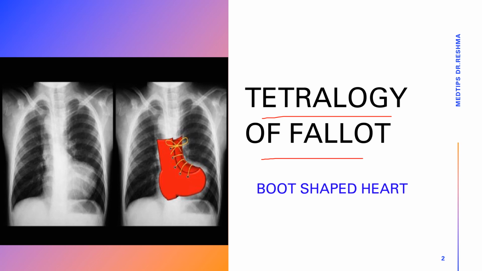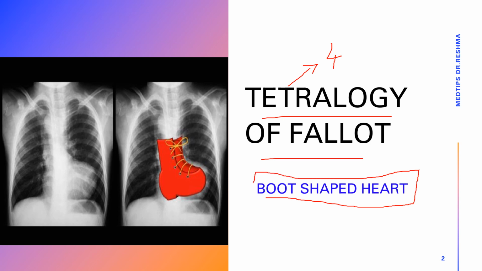As I said, tetralogy of Fallot comes under cyanotic congenital heart disease. As the name suggests, it consists of 4 defects. The 4 defects are pulmonary stenosis, right ventricular hypertrophy, ventricular septal defect or VSD, and overriding of aorta. So tetralogy of Fallot means basically there are 4 defects, and the finding we get in chest X-ray is a boot shaped heart.